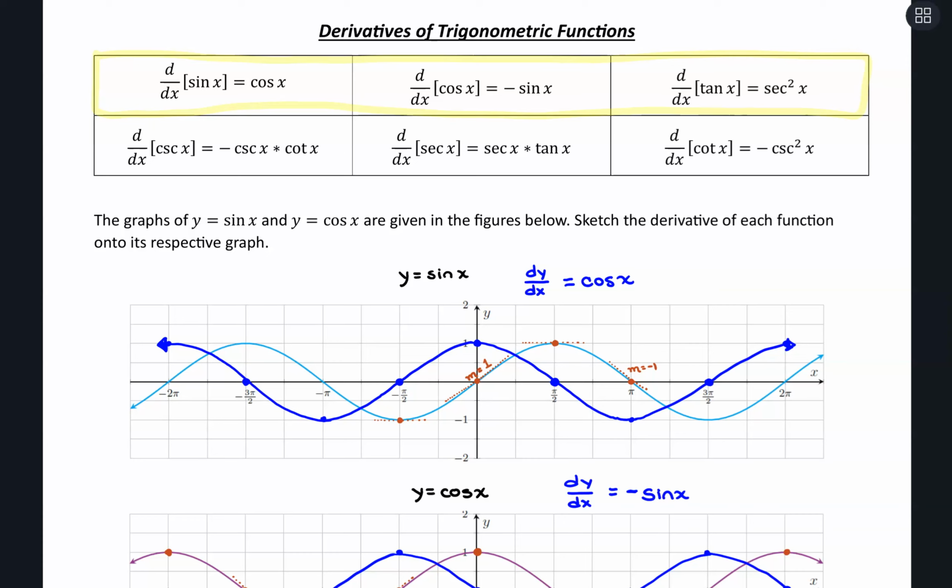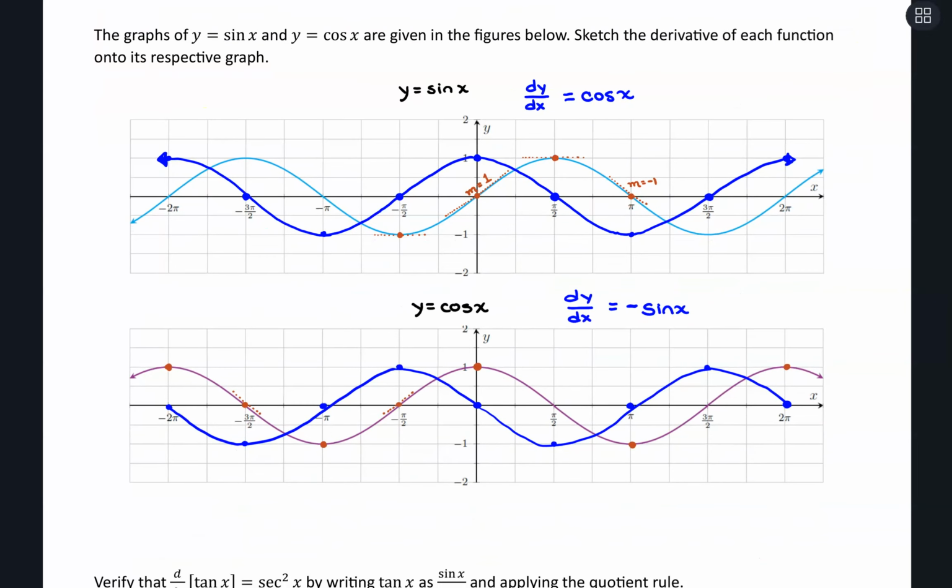And it's good to be comfortable with the graphs of sine and cosine, and I would say if I'm trying to remember those rules off the top of my head, I go to these graphs and just kind of start sketching to make sure which one has the negative. The derivative of cosine will have the negative sign because we'll have that reflection.